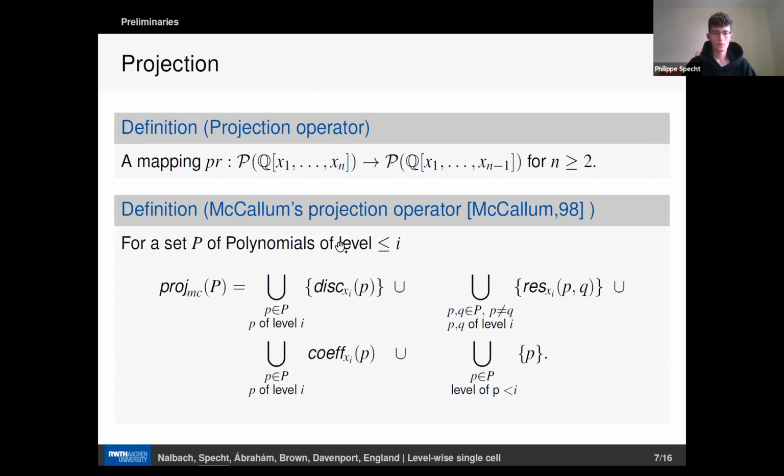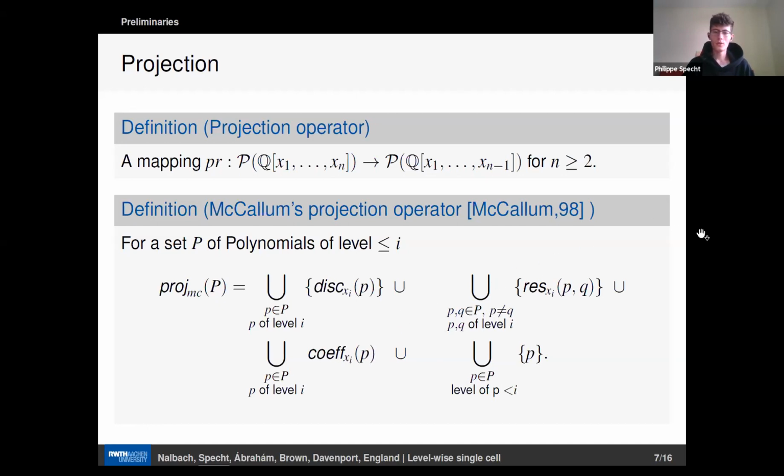And this projection operator has the following components. When we're given a set of polynomials of level less or equal i, we first of all carry over all the polynomials that are of level less than i, since they do not need projection yet. And if they are of level i, we first of all take the discriminant with respect to xi, giving us a polynomial of level at most xi-1. We then take the resultant between every two polynomials of level i, giving us again a polynomial of at most level xi-1. And we take the set of coefficients when considering the polynomial of level i as univariate over xi, so we receive a set of coefficients.